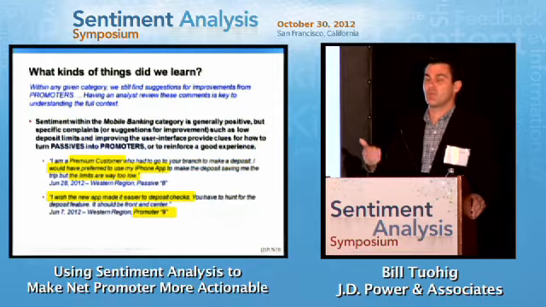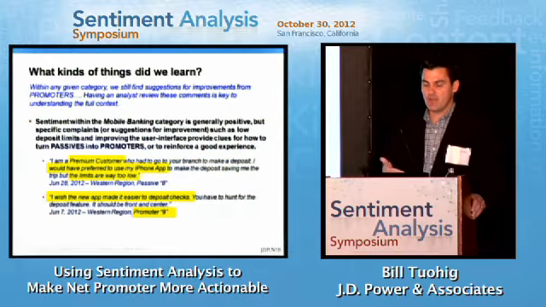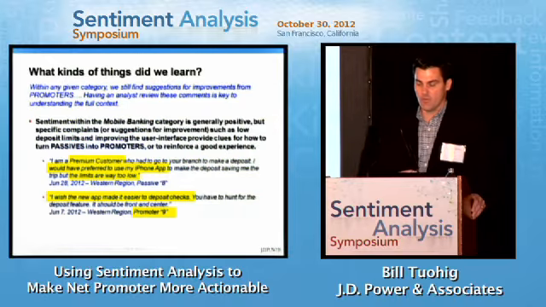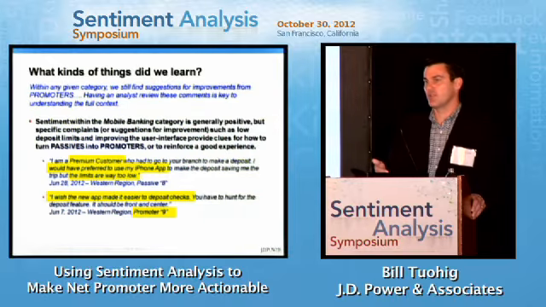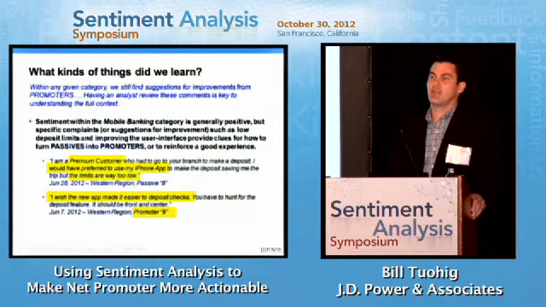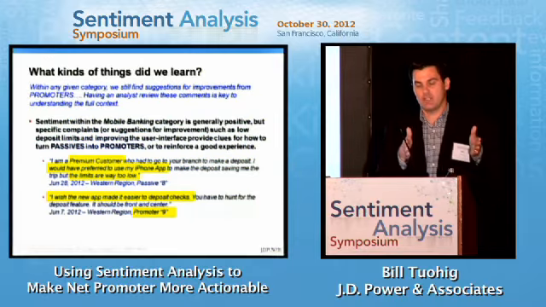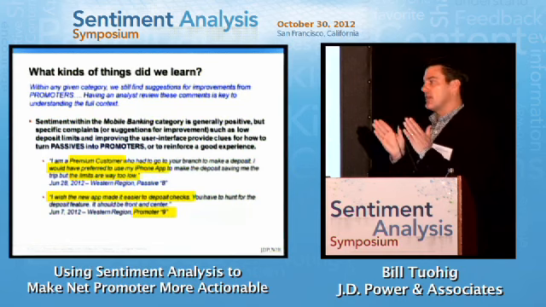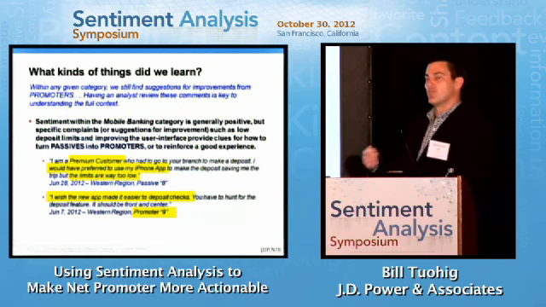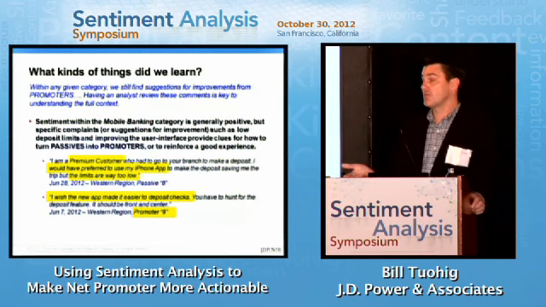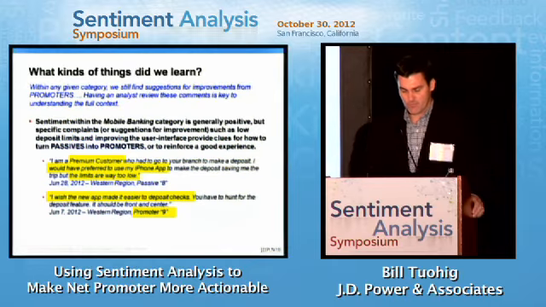So even though they give a passive or even a promoter score, they're still suggesting, hey, I wish I could have used your mobile banking app, but the limits are way too low, or the UI isn't as user-friendly as it should be. So that's the kind of thing where, if your business strategy is to focus on addressing the detractor issues, as well as putting some resources against reinforcing the experience for my promoters, this gives you some hints of the kinds of things you should do.